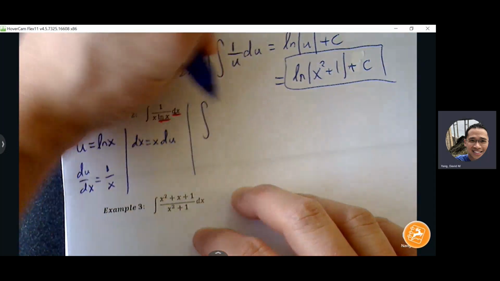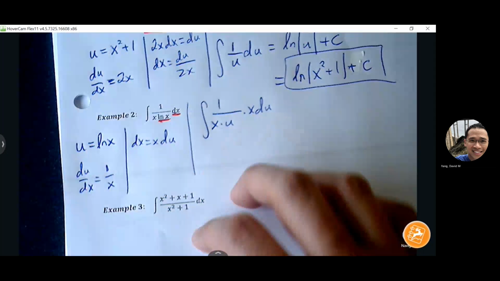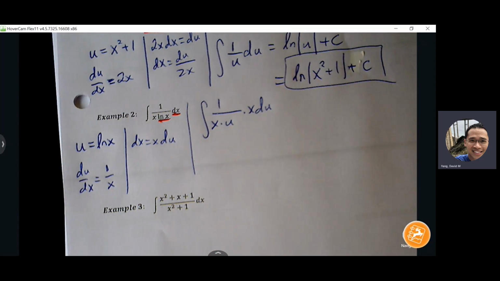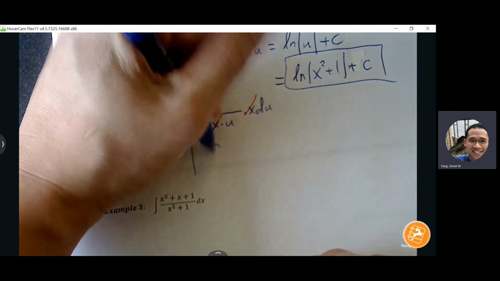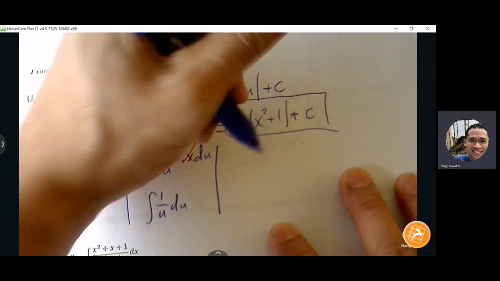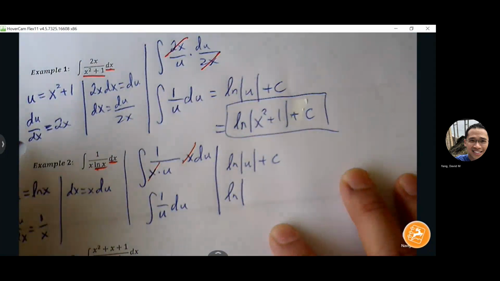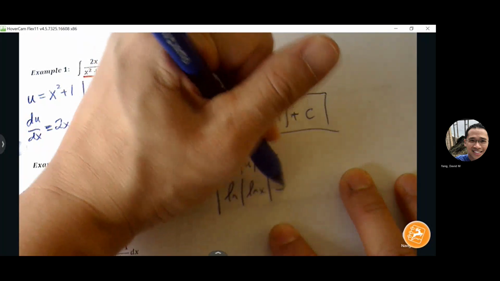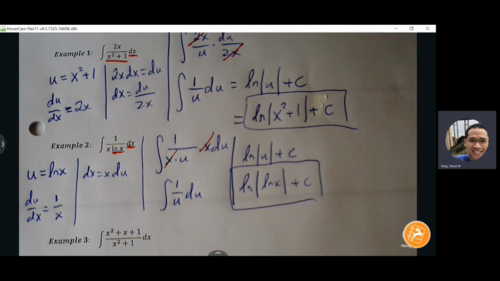Make my substitutions. So that natural log of x produces something that will take away that x in the denominator, as we see here. The x goes away. Do we have a nice rule that we can use? Yeah, natural log absolute value of u. So it looks a little bit strange here: natural log of the absolute value of natural log of x.